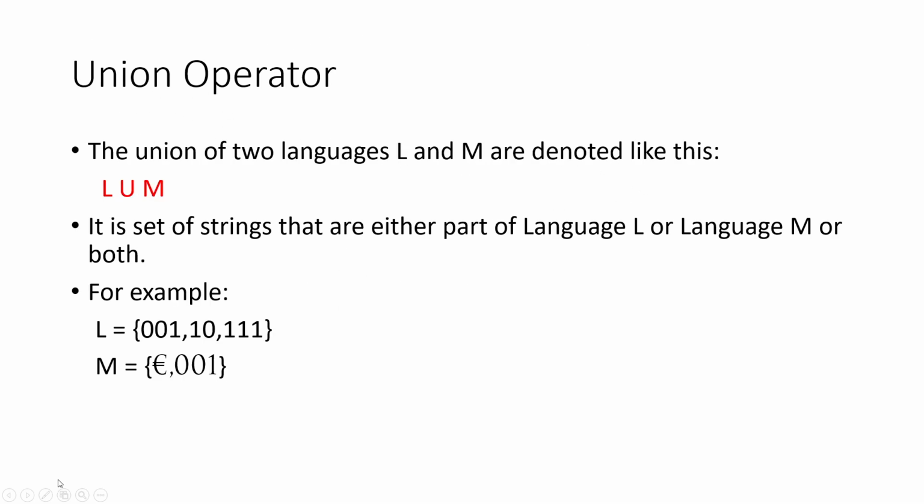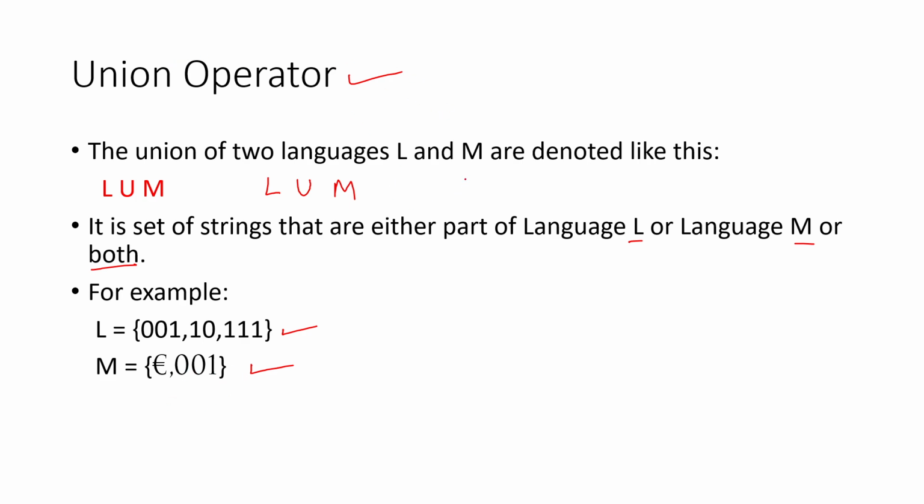All right. Now first operator, as we know, is our union operator. The union of two languages L and M is denoted like this: L union M. It is the set of strings that are either part of language L or language M or both. So let's look at an example. Let's say we have language L equal to 001, 10, 111. This is our language L, and then we have language M. It has empty, that is epsilon, and then you have got your 001.